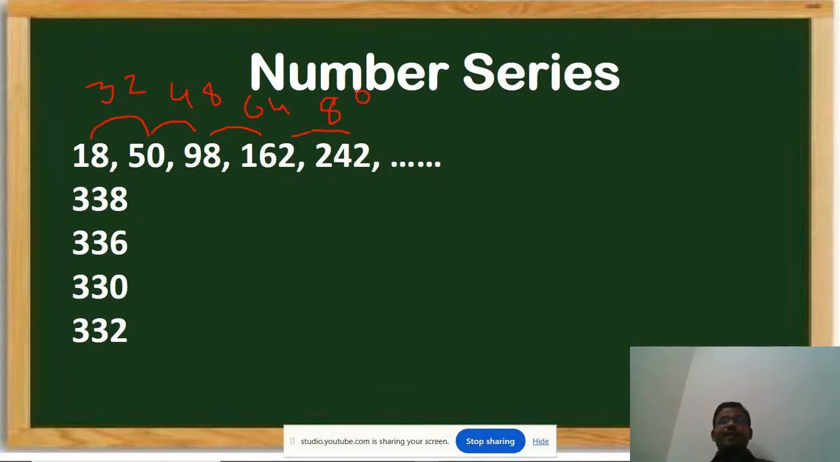Check it once properly. So 32, 48, 64, 80. 32 to 48, 16 gap. 48 to 64, 16 gap. 64 to 80, 16 gap. So 80 plus 16 gives 96 as the next gap. So 242 plus 96 is 338. The last digit is 8, and there is only one option that ends with 8. 338.